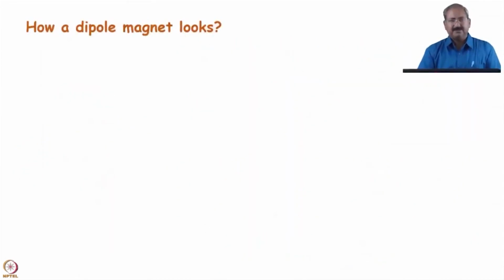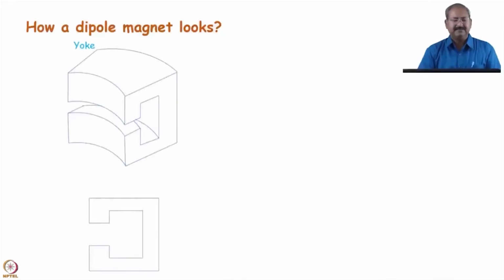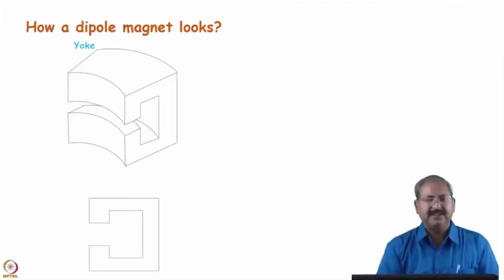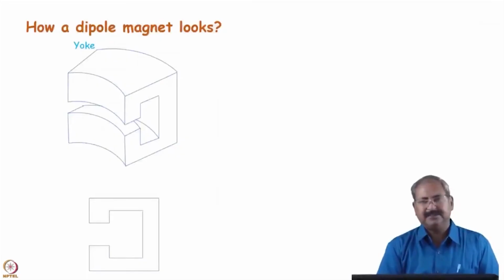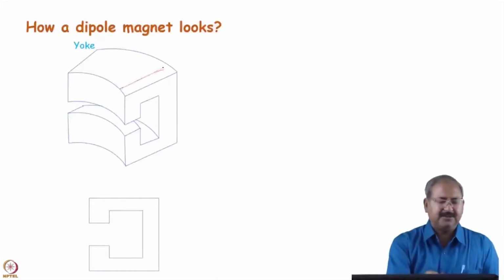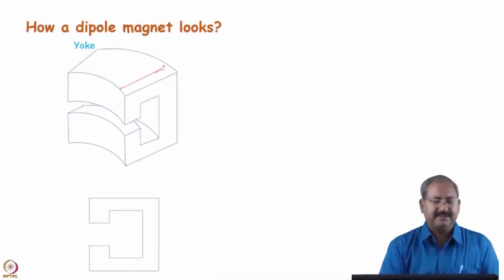Now we are talking about dipole magnets, quadrupole magnets, gradient, etc. How does a dipole magnet really look? A dipole magnet is made by a yoke, because generally we use electromagnets in the accelerator, so we can tune to different magnetic fields by changing the current in the coils. So this is the yoke, a ferromagnetic material.